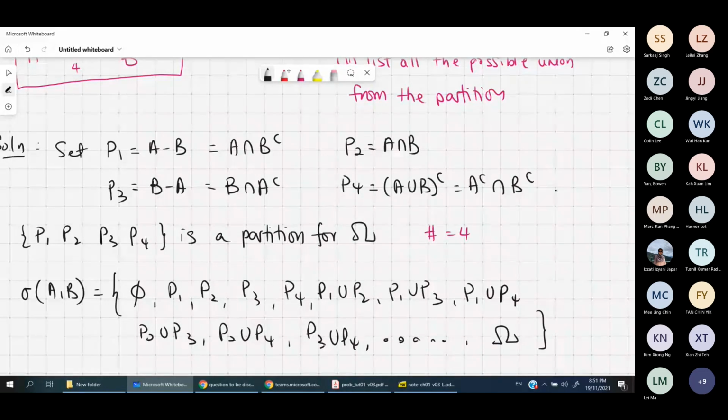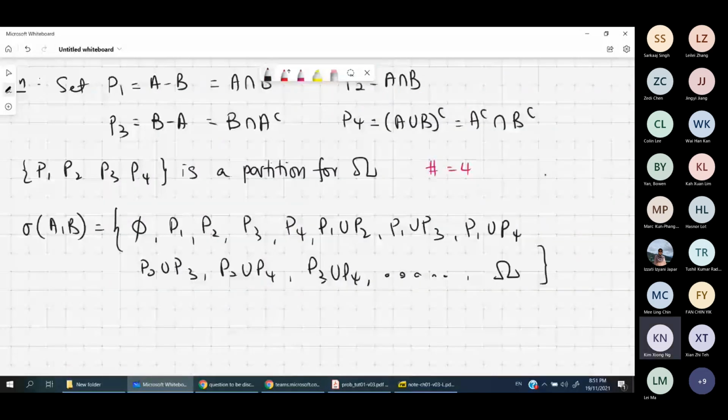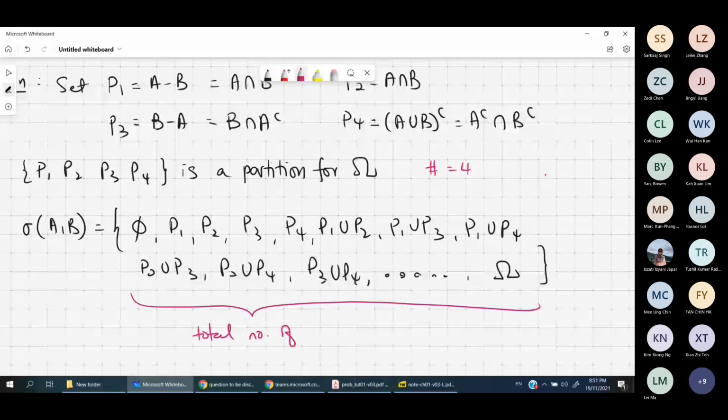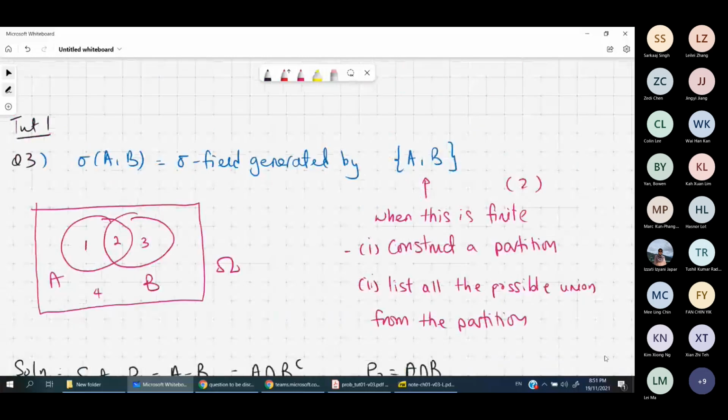Like I said, we have 4 here, right? So the total number of elements will be 2 power 4, so 16 of them. You can try to list down all of them. So that's the way we construct the sigma field generated by a subclass.